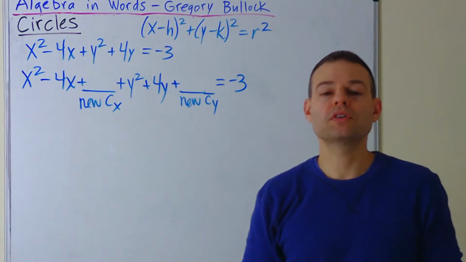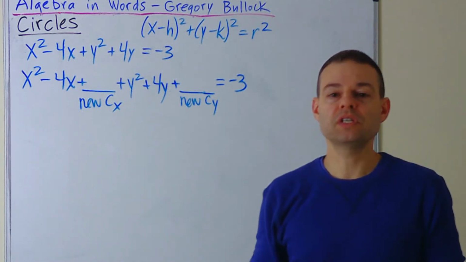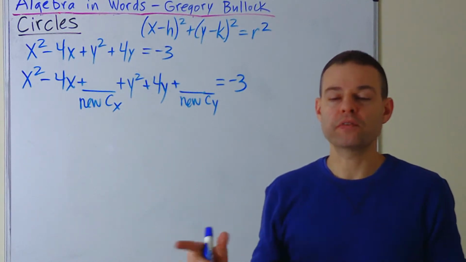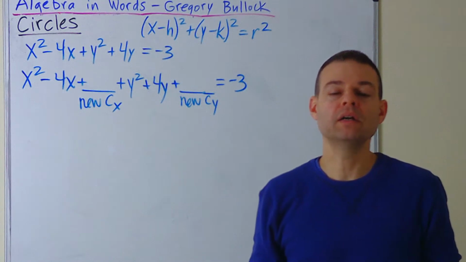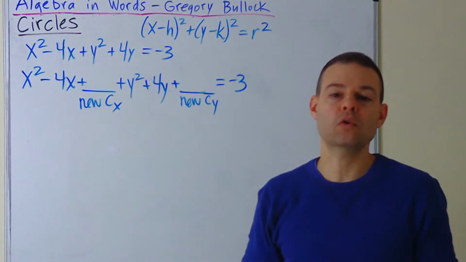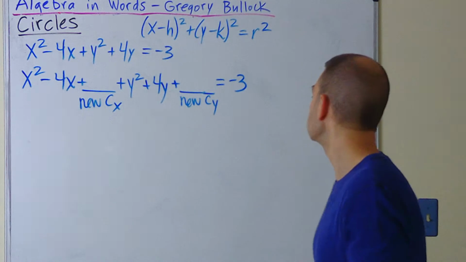And now we're also going to write a space for the new c of x and the new c of y on the right as well. Because if you remember, when you complete the square, whatever you add to the left, you have to also add to the right to maintain the equality on both sides of the equal sign.